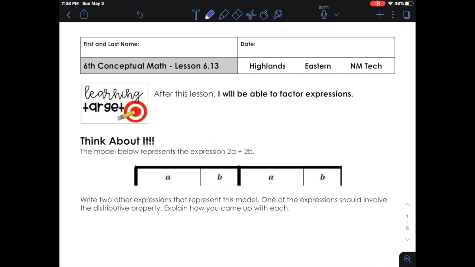So your think about it says, the model below represents the expression 2a plus 2b. Write two other expressions that represent this model. One of the expressions should involve the distributive property. Explain how you came up with each. Go ahead and pause the video and work on the think about it on your own.